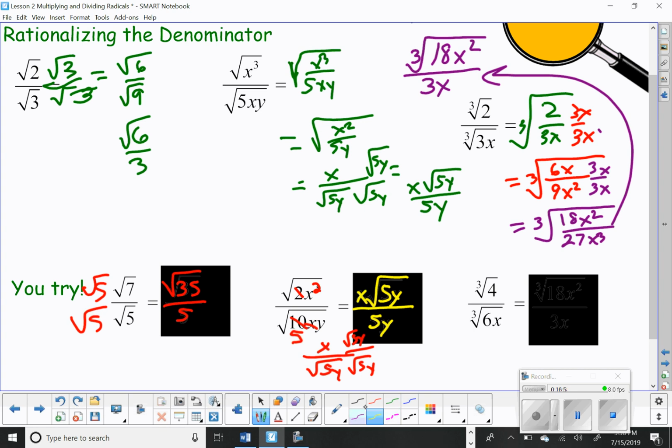This one, hopefully you notice it's the exact same thing as this, because I can break this down into the cube root. 4, or 2 will go into 4 2 times. It will go into 6 3 times. And then notice we're right back to here. So I would actually want to multiply this by 9x squared over 9x squared, so that my final answer will be the same as this up here. All right?